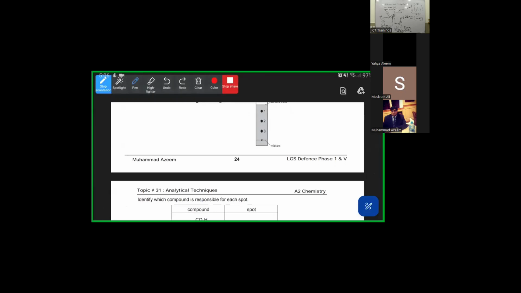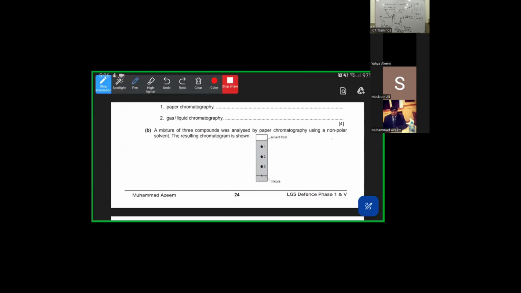Now have a look at this question and give me the answer very carefully. Just read the B part. A mixture of three compounds was analyzed by paper chromatography using a non-polar solvent. Non-polar solvent means, guys, that non-polar things dissolve non-polar things more. So the thing at this place would be more non-polar. What could be one, two, and three spots? Which compound is more non-polar?